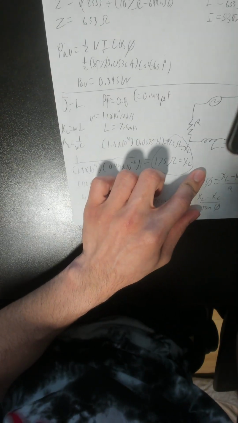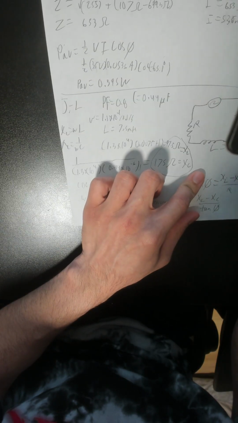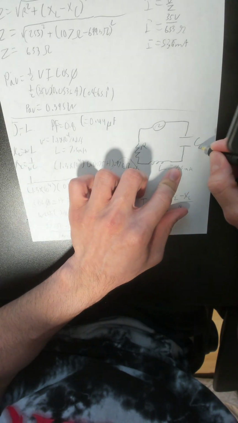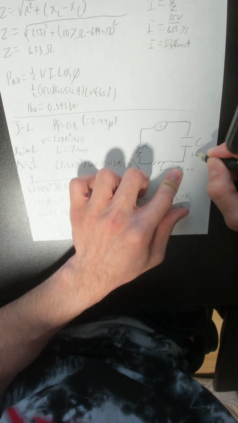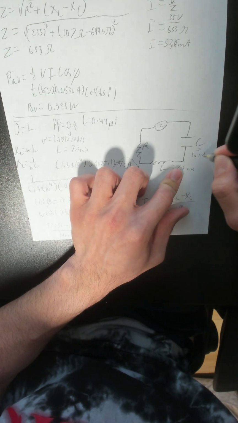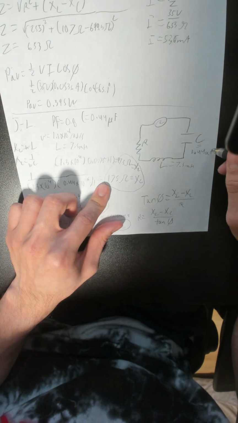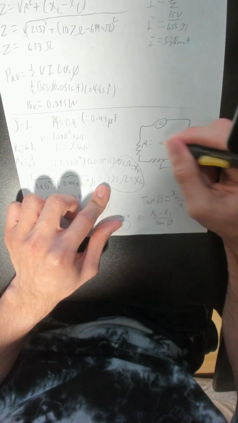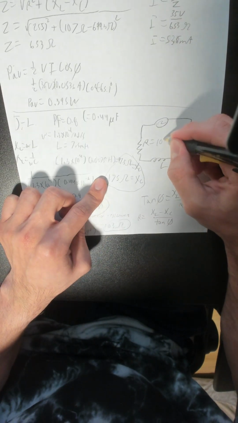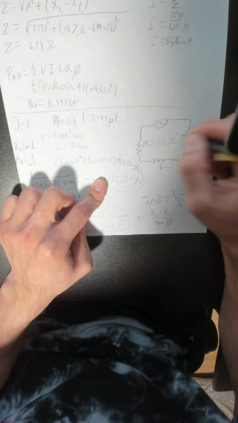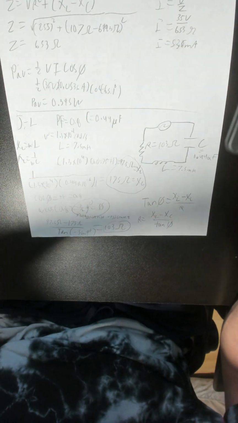And if you want, I could just plug everything in. L is 7.5 mH over here, C equals 0.44 microfarads, and resistance is 103 ohms. And there we go. So I did all the parts for it. That was the last part, part L.